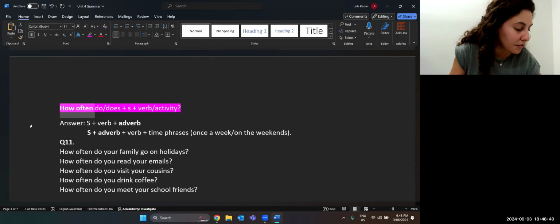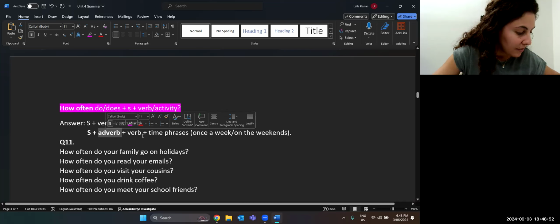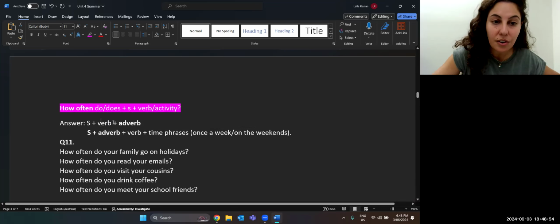Where do expressions of frequency usually go in a sentence? They go before the verb, the action, but they can also go after.